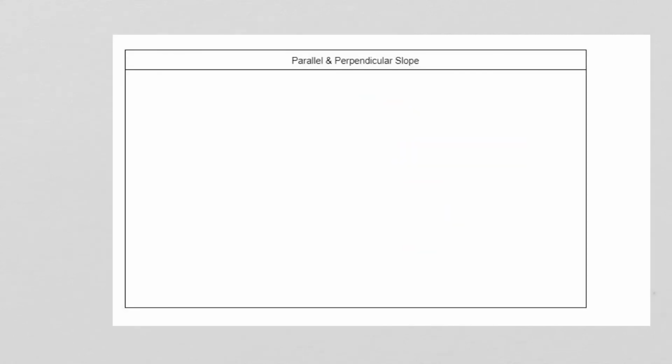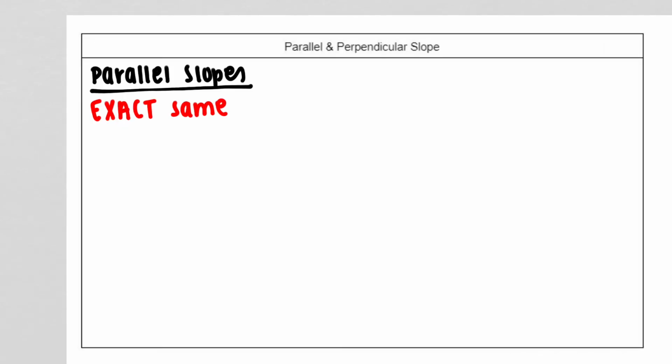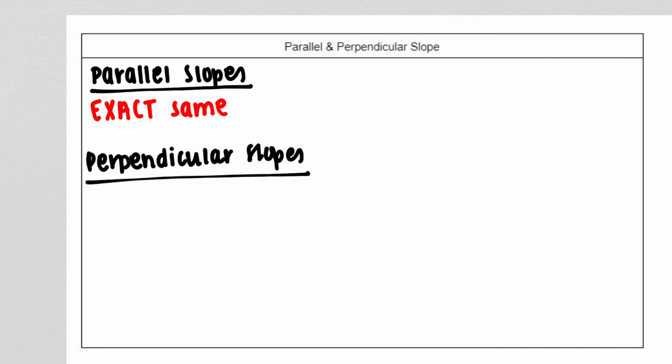The last thing we're going to cover for this session is parallel and perpendicular slope. You need to know that parallel slopes are the exact same. So like if it's 2, the parallel slope is 2. If it's negative 1/3, the parallel slope is negative 1/3. Same sign, same number. But for perpendicular slopes, we have what we call opposite reciprocals.